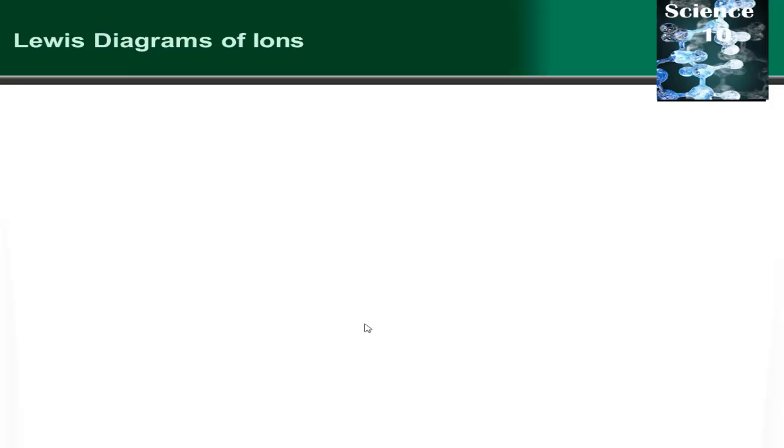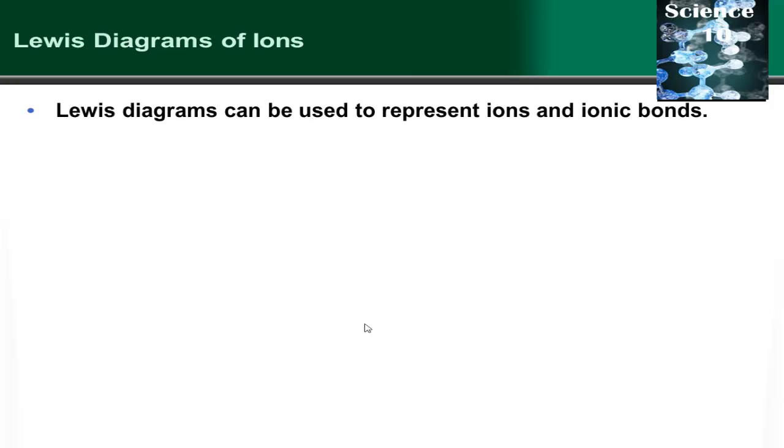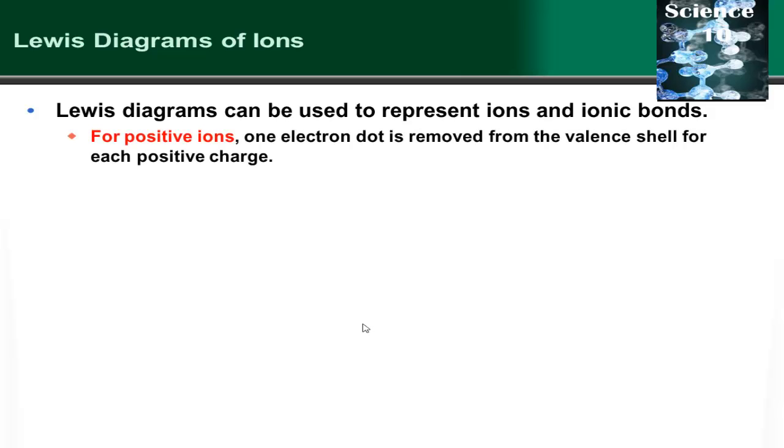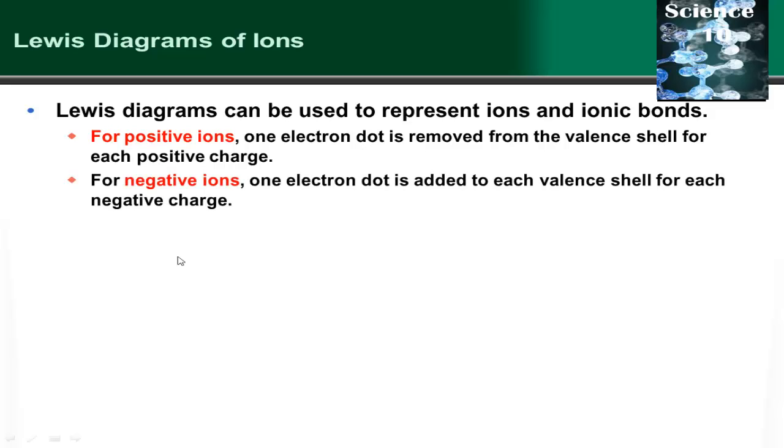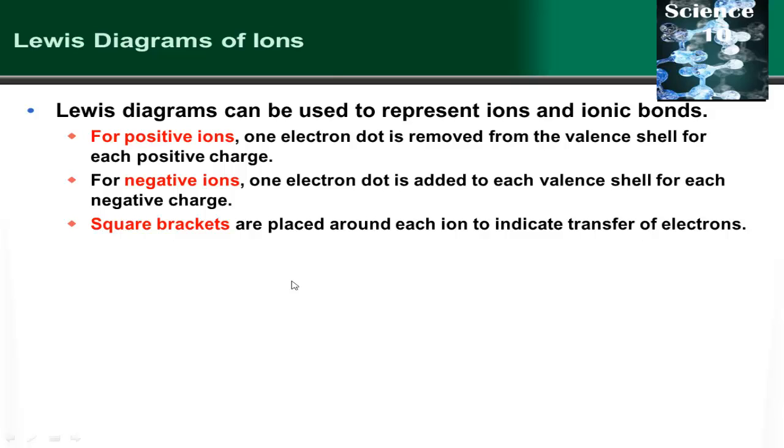We're going to move on to Lewis diagrams of ions. Lewis diagrams obviously can be used to represent ions and ionic bonds. For positive ions, 1 electron dot is going to be removed from the valence shell for each positive charge. For negative ions, 1 electron dot is added. So electrons are negative, right? So if you're adding something negative, you're going to show an extra electron. If you're losing something negative, then you become positive. Once you have an ion, make sure you have square brackets placed around each of them.